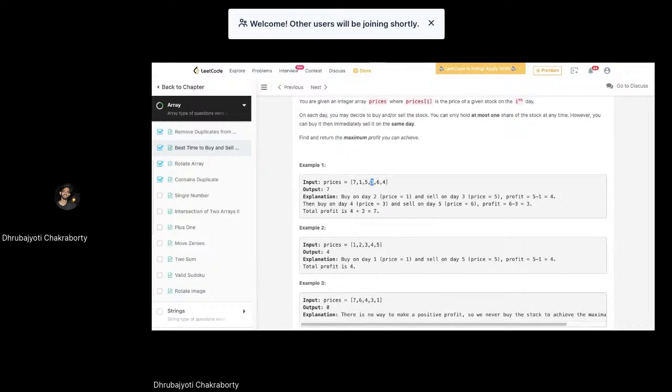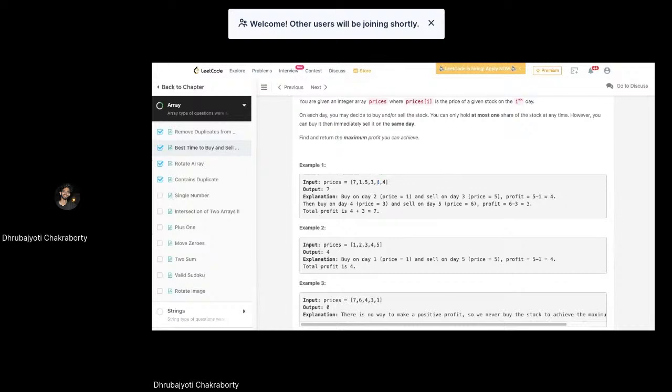Again, 3 is the next value. Again, 5 and 3. If I buy a stock at 5 and sell it at 3, it becomes a loss for me, right? So I'll definitely not try to do that. Again, if I buy a stock at 3 and if I sell at 6, I have a profit margin of 3, right? So again, this becomes a pointer for me that I have a profit of 3 here as well, right?